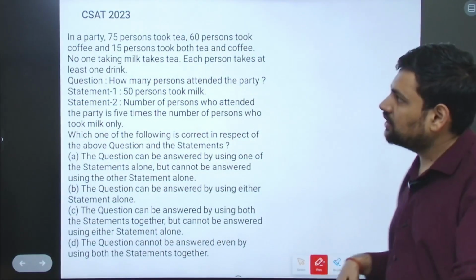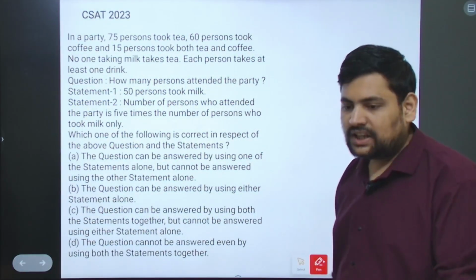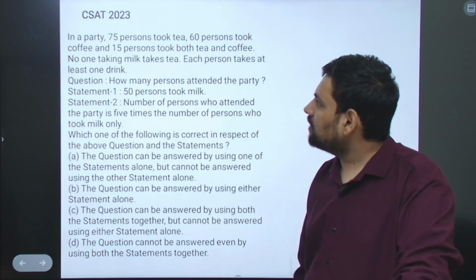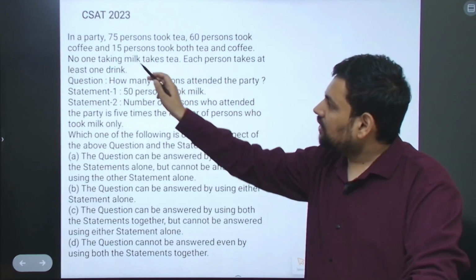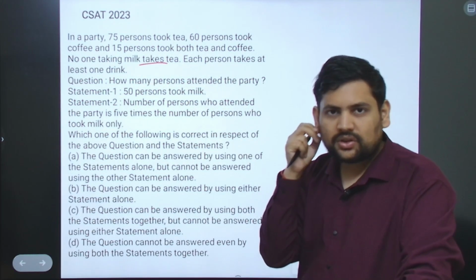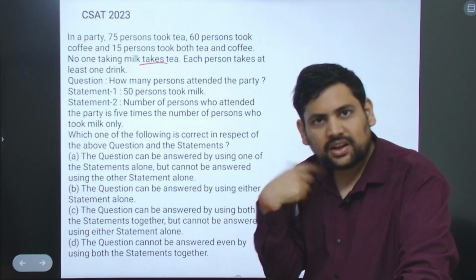So next question. It says in a party, 75 persons took tea, 60% took coffee, 15% took tea and coffee. Now no one taking milk takes tea, each person takes at least one drink. So what you have to do, you have to first draw progressively a Venn diagram.